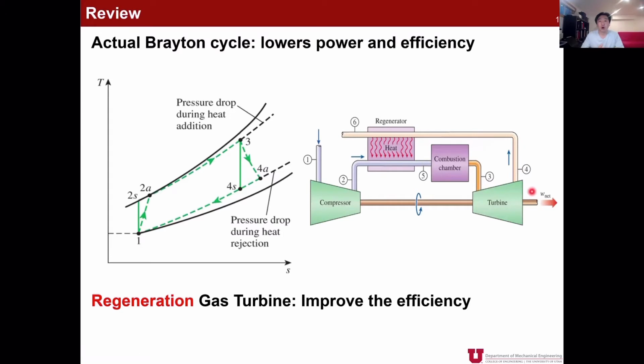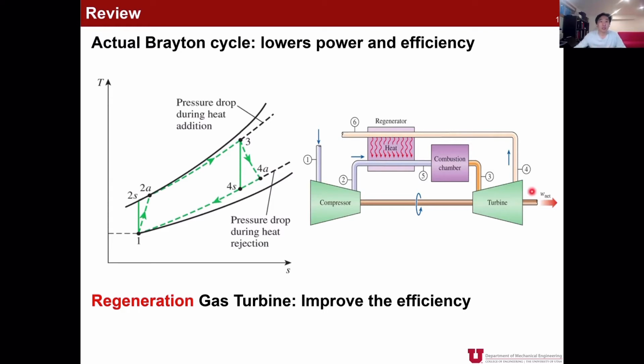Before we move on to the Rankine cycle, I want to review what we learned in the last lecture. So we learned about the actual Brayton cycle. There are two loss factors in the actual Brayton cycle. The first one is the pressure drop because of friction, and the second one is irreversibilities in the compressor and turbine. Both factors lower the power and efficiency.